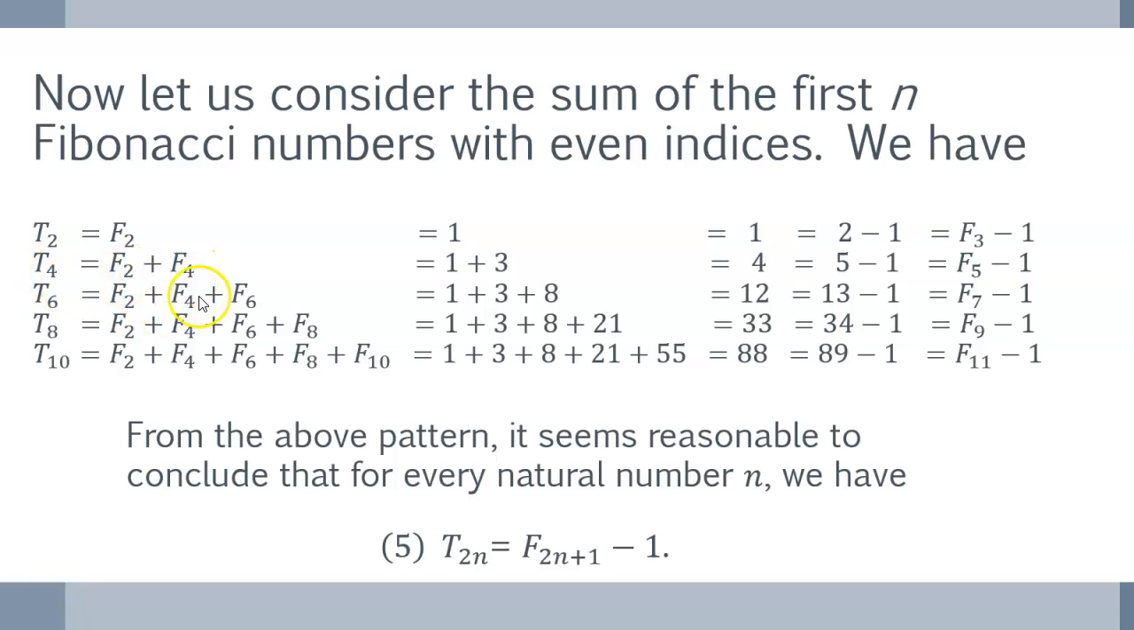T4, which is F2 plus F4, that's 1 plus 3, which is 4, which is 5 minus 1, or F5 minus 1. In the same way, we see that T6 is F7 minus 1, T8 is F9 minus 1, and T10 is F11 minus 1. So it's pretty easy to spot the pattern here once again. Turns out T2n is just F(2n+1) minus 1. That's the equation we need to prove now.